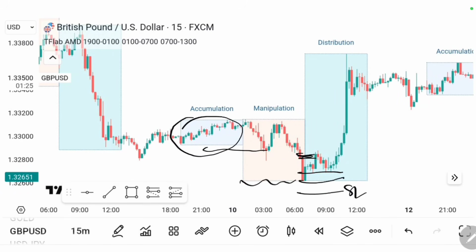You place your stop loss right there, you ride the market up and make your lovely profit. This could be up to like 1:4 or 5 risk to reward ratio.